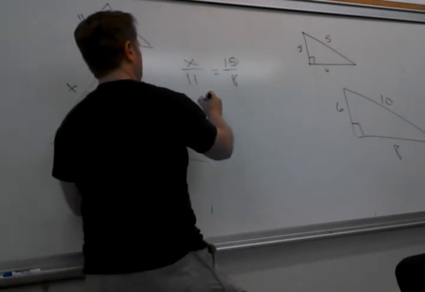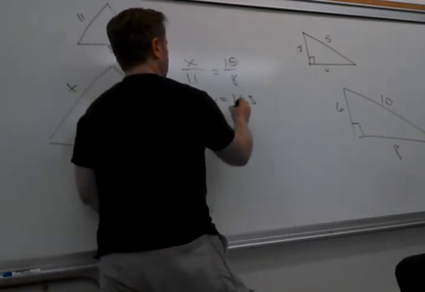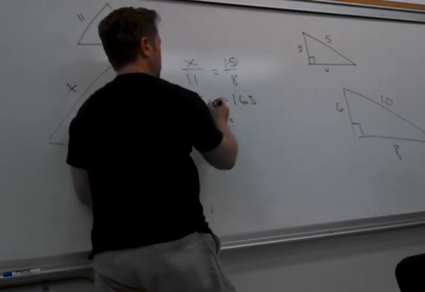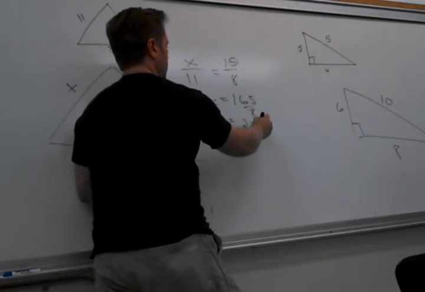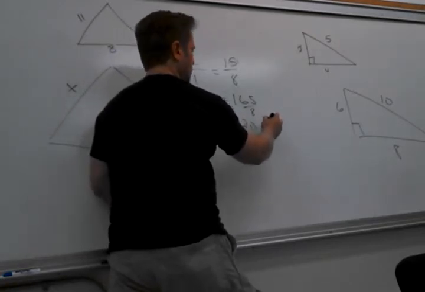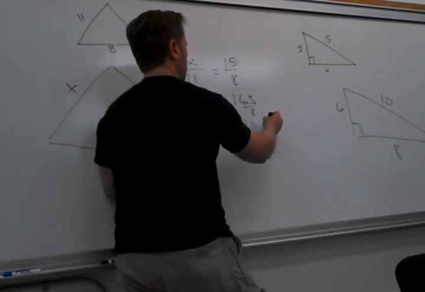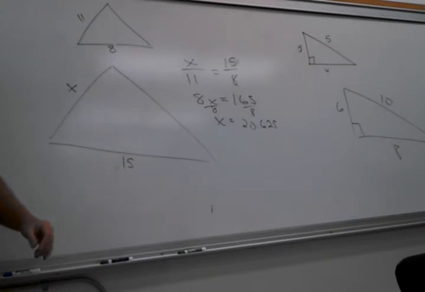So you get 8x equals 165, so you get x equals 20.625.